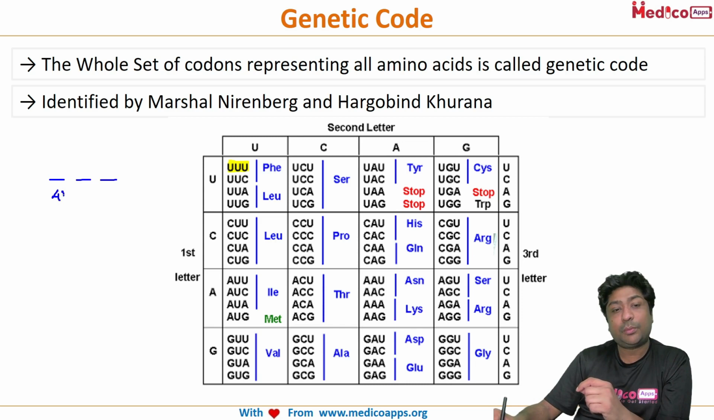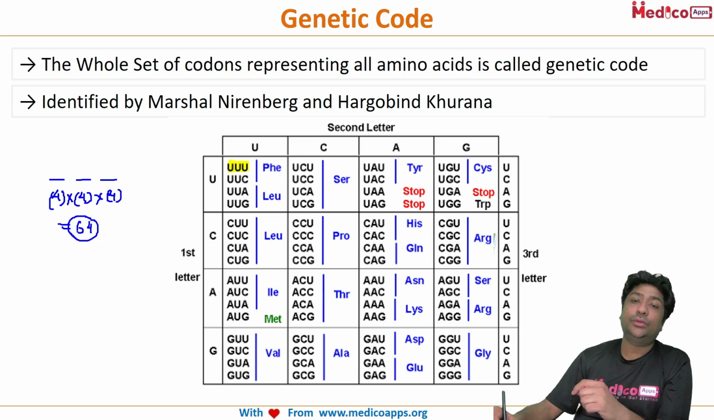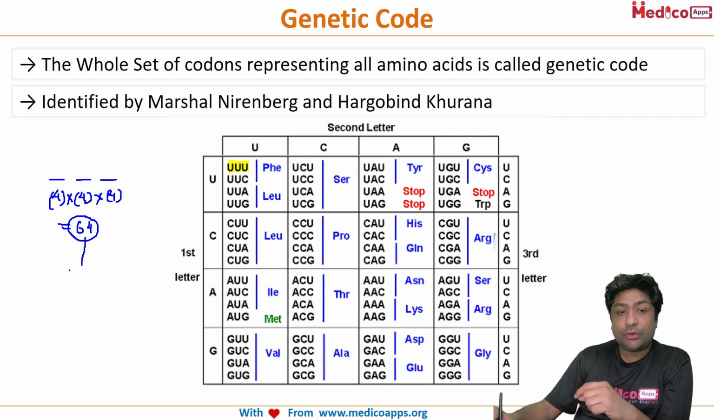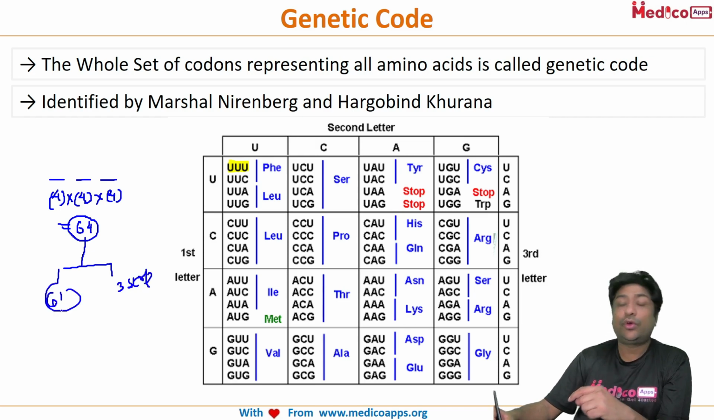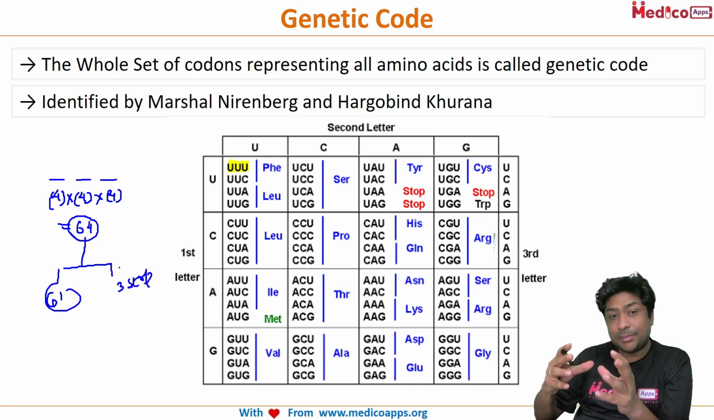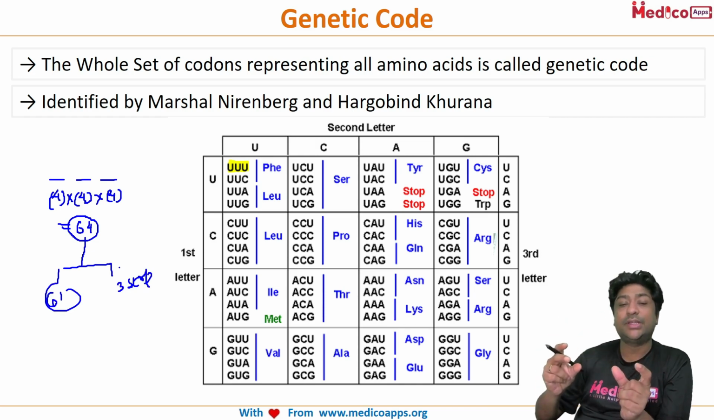At every position, there are three positions, 1, 2, and 3. At every position there are four possible combinations. Four different types of nitrogenous base can come. So the total number of combinations is 4 into 4 into 4, 64. So 64 is the total number of codons. Is it clear? Out of this 64, we know that 3 are stop codons, and the rest 61 code for amino acids. Which codon codes for which amino acid is basically your genetic code.